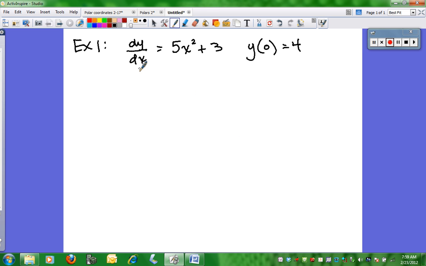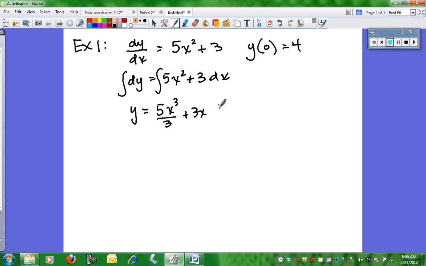And we solve that. If you remember how we solve these differential equations, we separate our variables. We get our dx over onto this other side by multiplying both sides by dx. And then we take the antiderivative of both sides. On this side, the antiderivative of 1 dy is simply y. And over here we get 5x cubed over 3 plus 3x plus c.